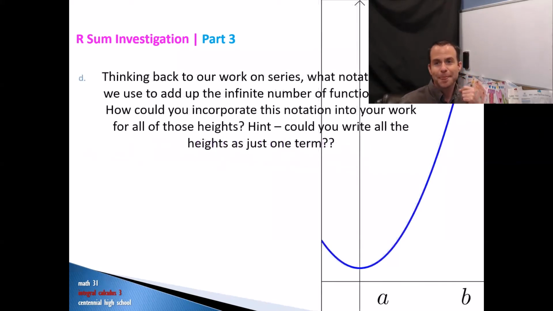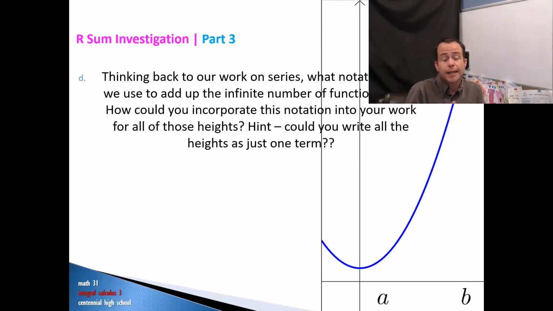All right. Now, think back to your work on series. What notation could we use to add up the infinite number of function terms? How could you incorporate this notation into your work with all of those heights? Hint, could you write all the heights as just one term?